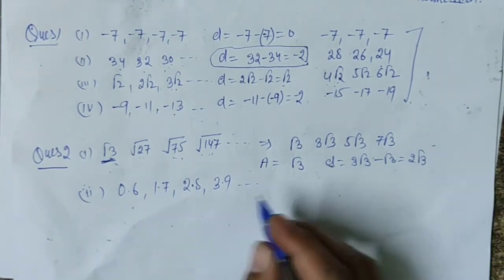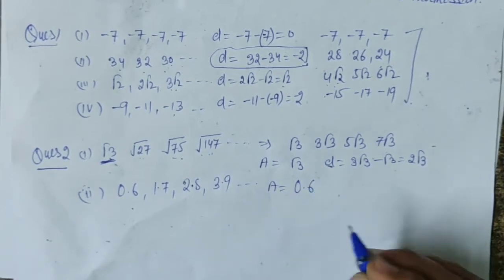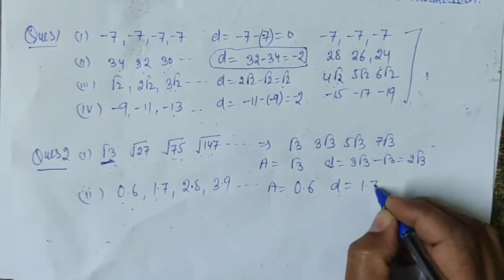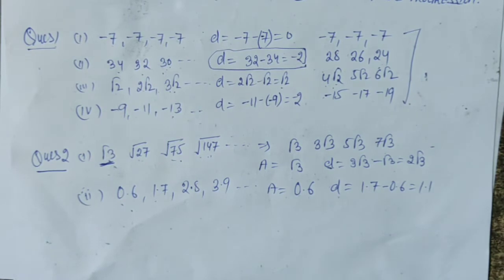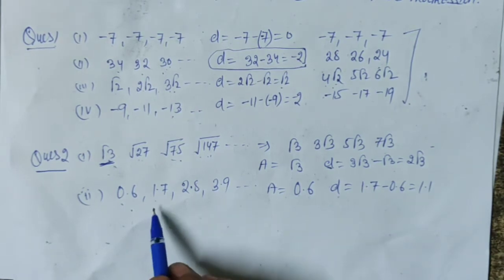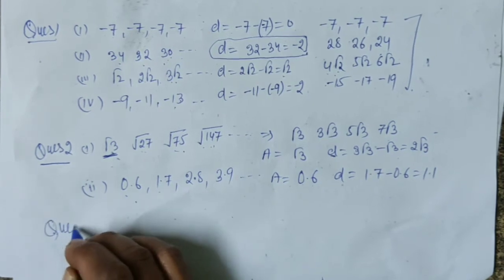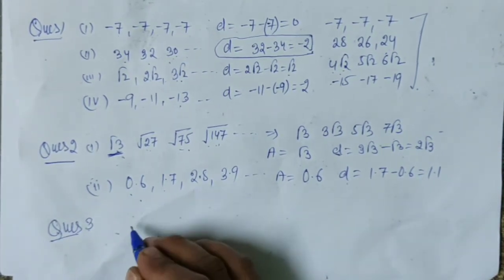Okay? And in this case, the first term is 0.6 and the common difference is 1.7 minus 0.6, it is 1.1. Okay? The common difference is the difference between two consecutive terms. Fine. Question third. An is given.